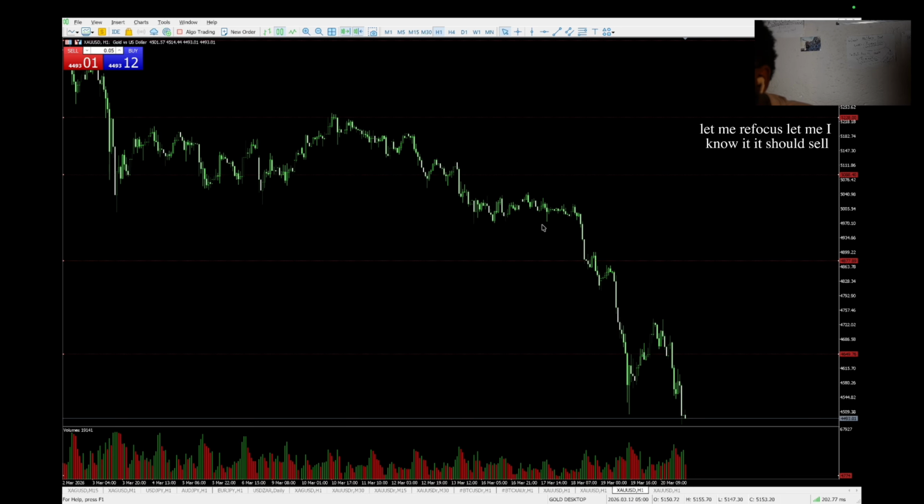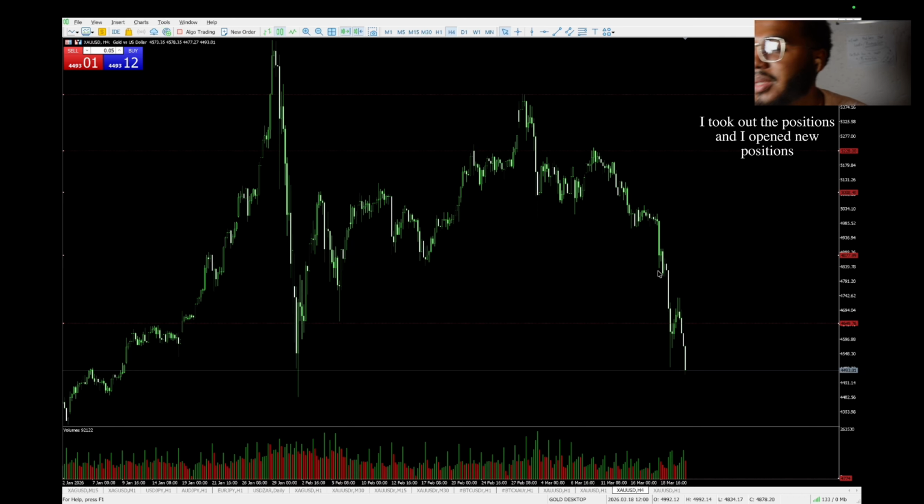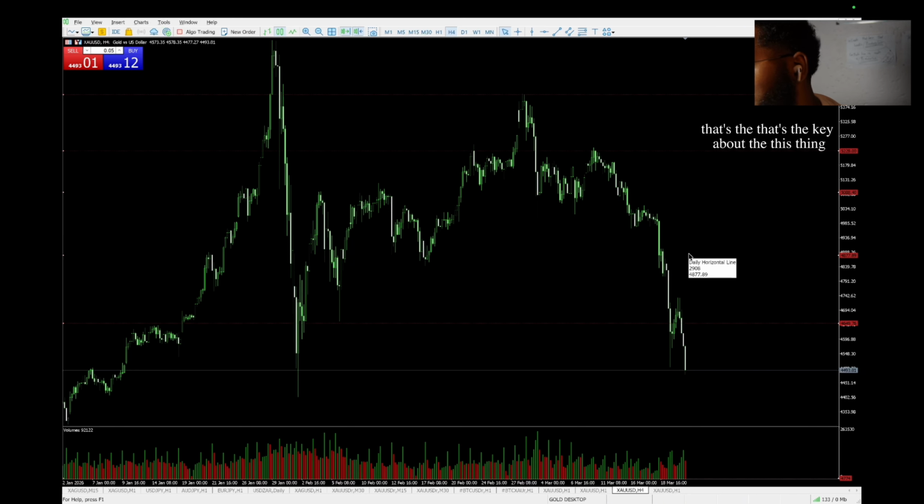I know it should sell, so I placed my sells. Price was riding, and it started to collapse very nicely, and this is a very important level. I could see it was bouncing off this level. I sold it, man. I held it. Obviously, along the way, I took out the positions and opened new positions because I wanted my account to grow. That's the key about this thing.